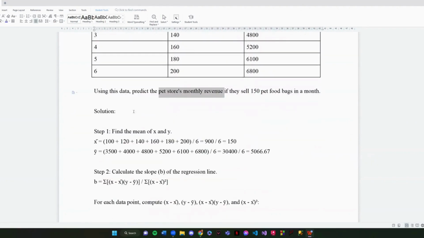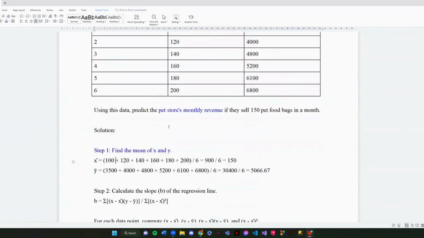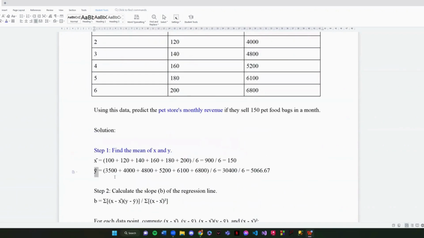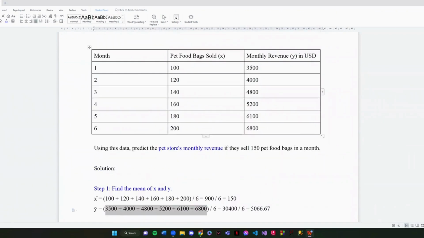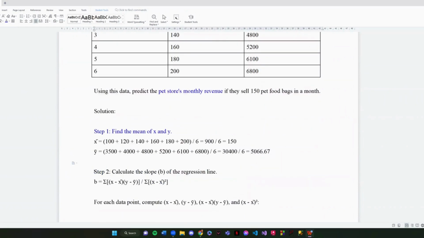So, step 1 is to find the mean of X and Y. In this step, we want to find the average number of pet food bags sold and the average monthly revenue. To do this, we add all the values in each column and then divide by the number of months, 6 in this case. So, we have 900 divided by 6, since X bar is what we're looking for, then we will have 150. And then, for the Y bar naman, we have 3,500, 4,000, add all of those, so over 6 again. We have 30,400 divided by 6. We have 5,066.67.